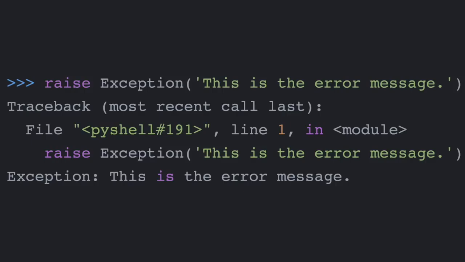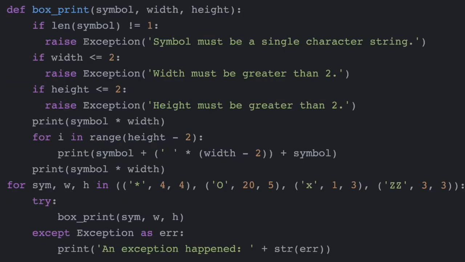You can raise your own exceptions or errors within your code. So raise Exception, and then this is going to be the message that's going to print out. So you can see an example of what happens when that exception is raised. You'll commonly see a raise statement inside a function, and then the try and except statements in the code calling the function.